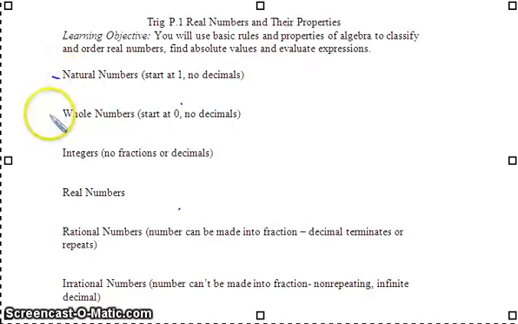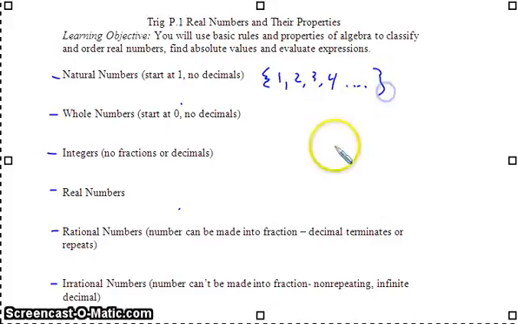You've got natural numbers, whole numbers, integers, real numbers, rational numbers, and irrational numbers. If we start with natural numbers, those are the numbers that start at 1 and increase in the positive direction and no decimals. So if I was to start listing them out, it'd be 1, 2, 3, 4, and so on. Whole numbers are very similar to natural numbers in the case that there's no decimals, but it starts at 0 and then goes up.